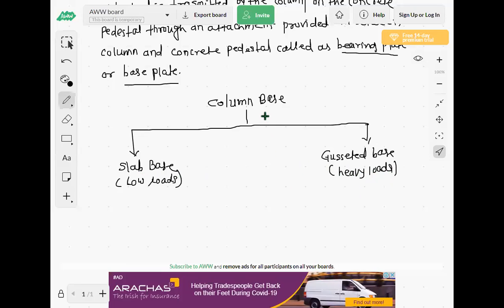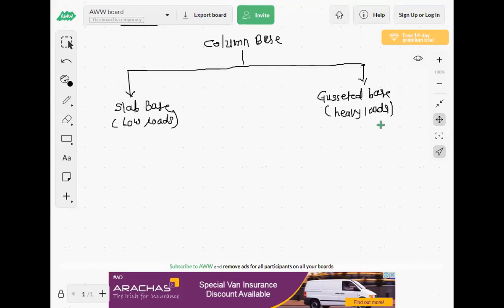So there are two column bases: one is a slab base and another is a gusseted base. The slab base is used for low loads and the gusseted base is used for heavy loads. These two bases are used below the column. We designed the column in unit number 4, and this column is resting on this base. How the slab base and the gusseted base look, I will show you by this sketch.